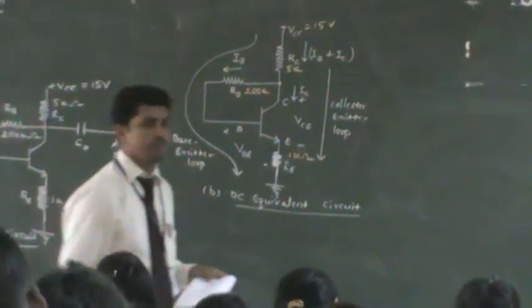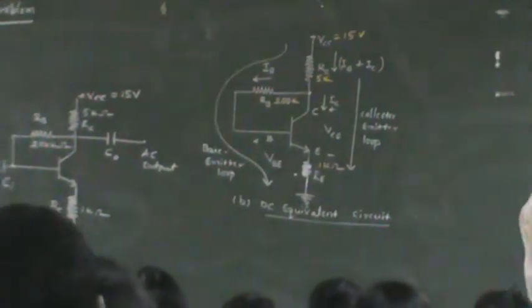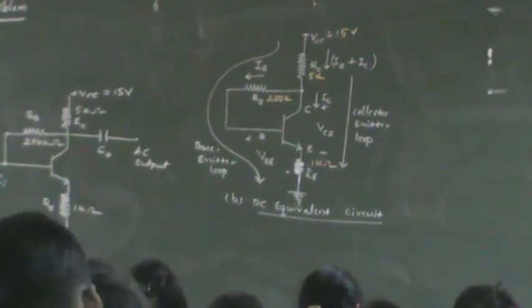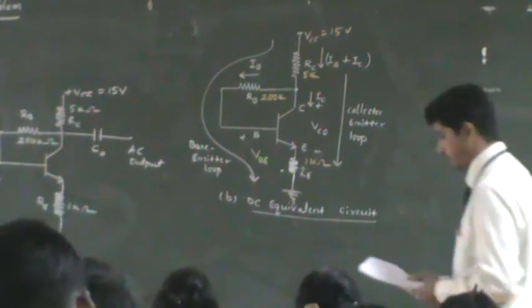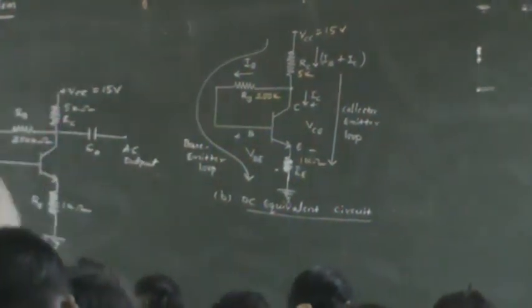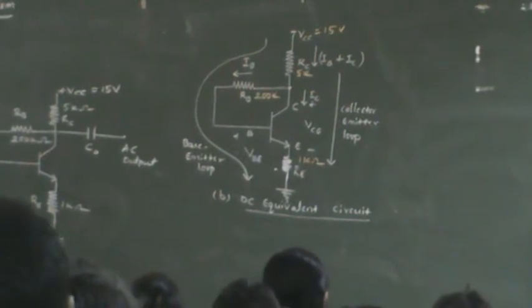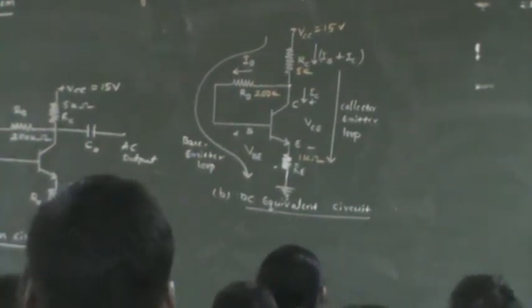Straightforward problem here. Just apply KVL to the base emitter loop and try to obtain expressions for ICQ and VCEQ. First obtain the value of IB. Later on you can go for the calculation of IC.